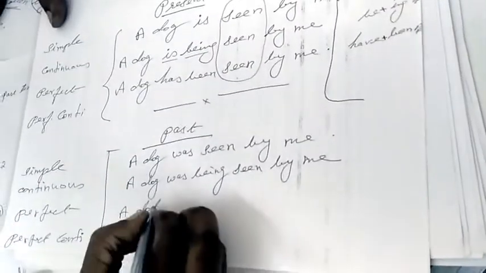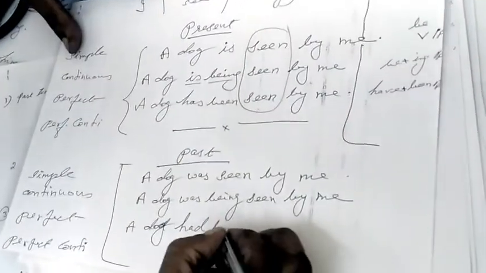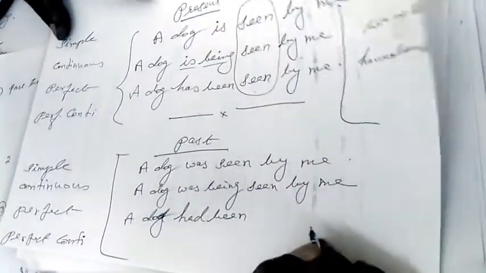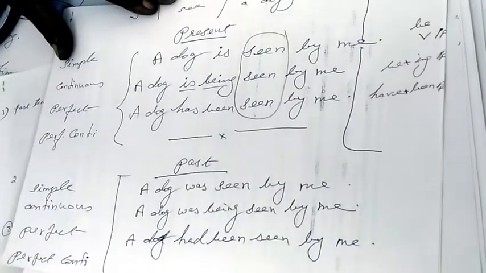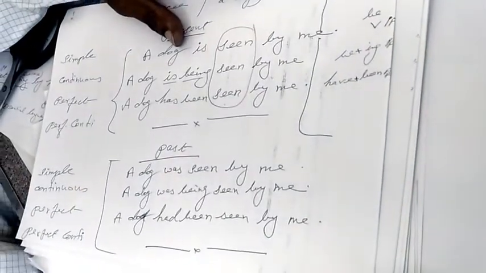Perfect. A dog, and has in the past tense will be had, and of course we have been, a dog had been seen by me. And for perfect continuous, again the same: Englishmen feel it is too complicated or unnecessary, therefore they don't use it.